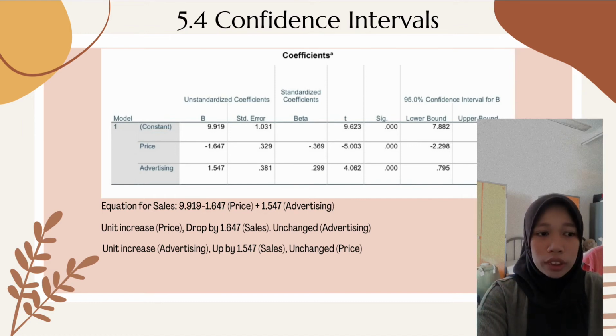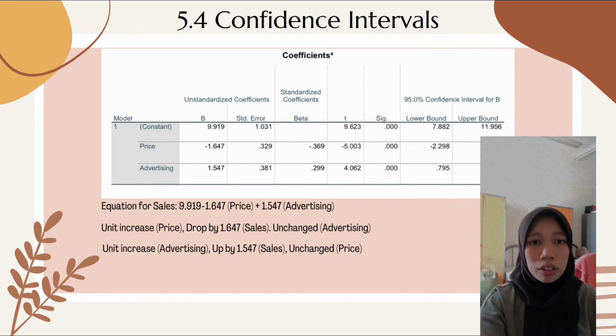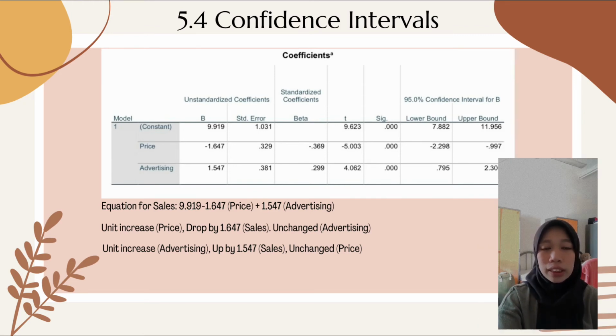Now, I will present 5.4 confidence interval. The table shows the coefficients, which is the equation for sales is 9.9 minus 1.647 times price, plus 1.547 times advertising. Next, for every unit increase in price, sales will drop by 1.647, while the advertising level remains unchanged. Similarly, for every unit increase in advertising, sales will go up by 1.47 units, provided the price is the same.